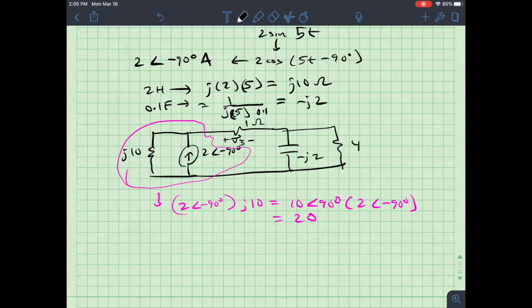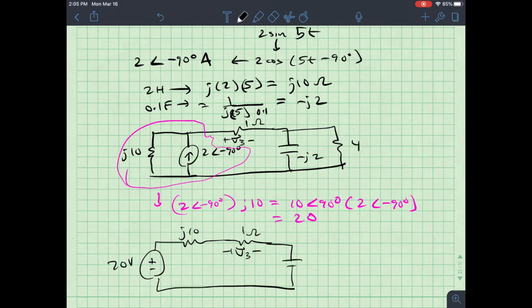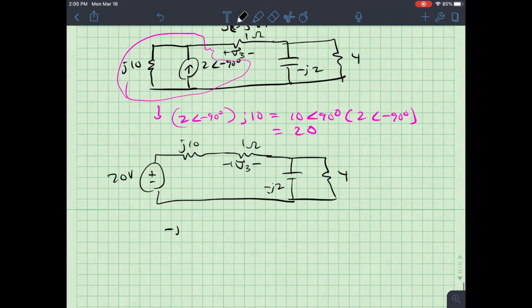Let's make sure we can do this. Let's redraw that. I've got a voltage source here, which is just 20 volts. I've got J10. I've got a 1 ohm with my V3 in phasor form. I've got nice happy little minus J2. And then I've got a 4. First thing I want to do is combine minus J2 and 4 in parallel. That's going to give me 0.8 minus J1.6.